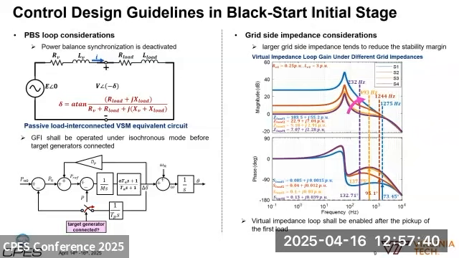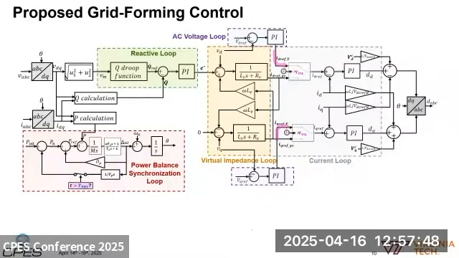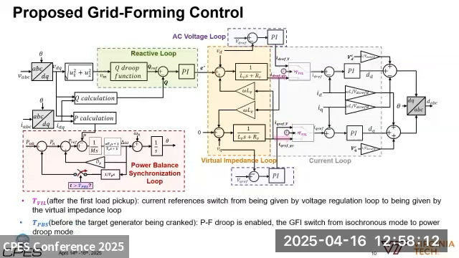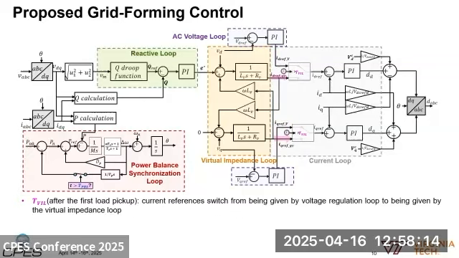And in aid of that, we can use an AC voltage loop to establish the initial grid voltage. So based on all the considerations we presented, a black start friendly grid forming control is proposed here. One thing is at TVL, which is usually designed to occur after the pickup of the first load along the cranking path. We switch the current reference from being given by the voltage regulation loop to being given by the virtual impedance loop. And the grid forming control is enabled.